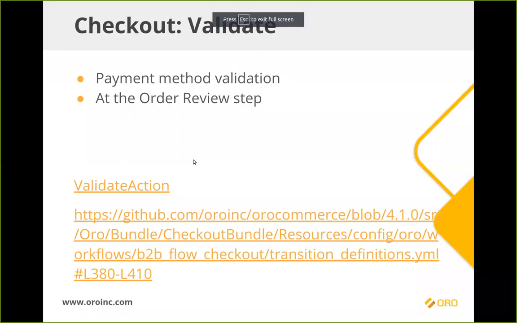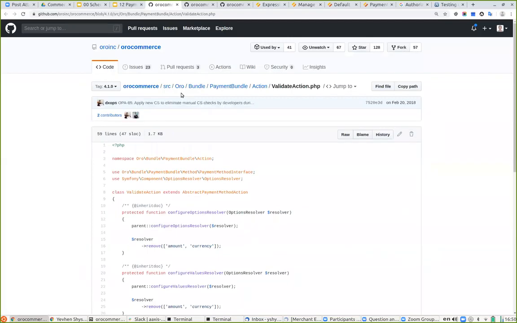Now we're going to check step by step each of the actions triggered during the checkout to understand where it's called and how to customize it. The first one is the validate action. It's represented by the PHP class called ValidateAction, and this is a standard workflow action. What is happening here? The application creates the transaction, executes the transaction and saves the data to the database.